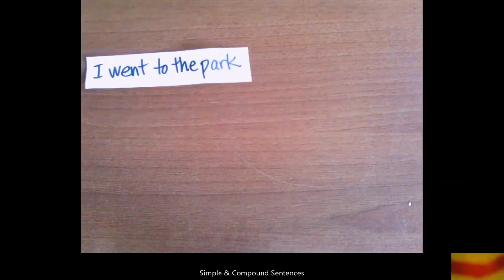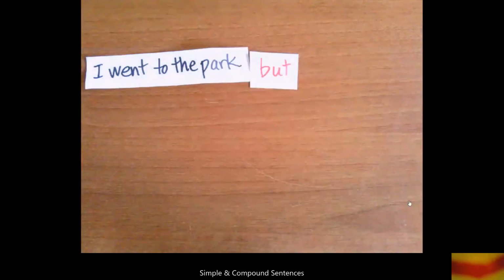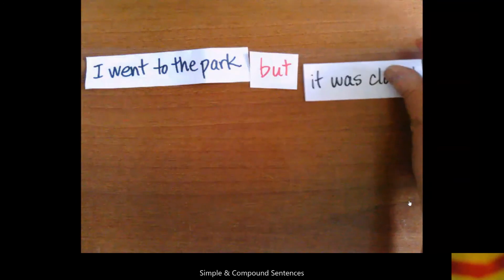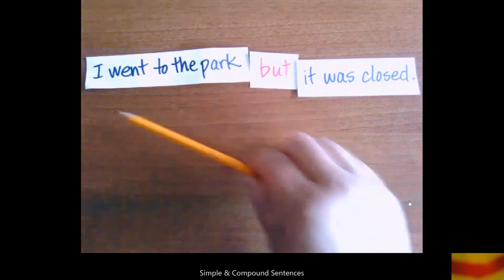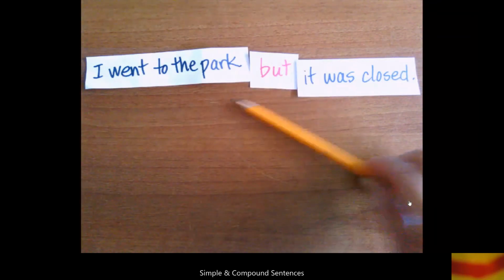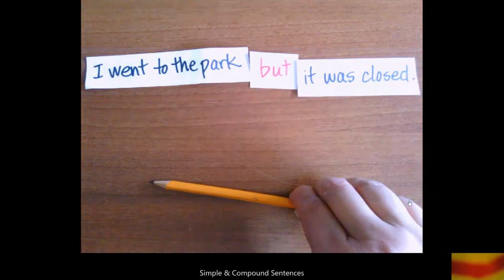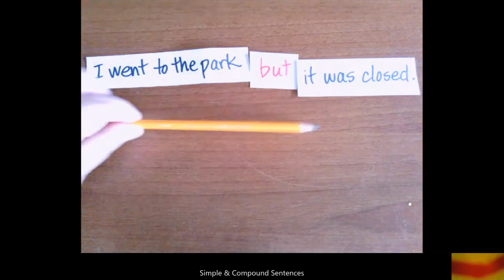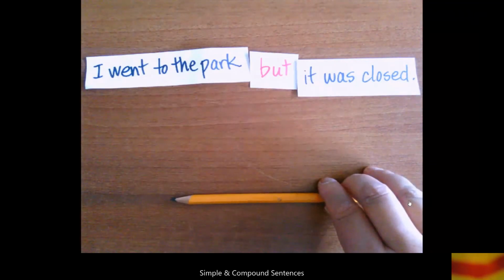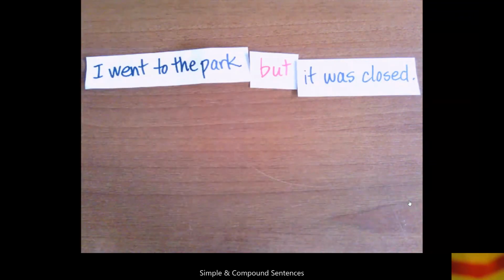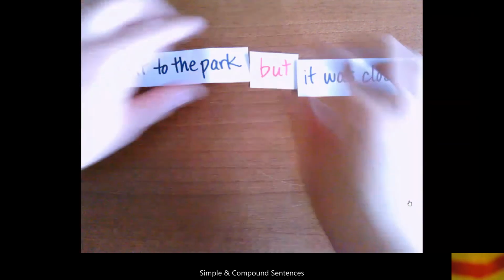I went to the park, but it was closed. Here, but indicates a contrast. I went to the park, but it was closed. So I went to the park is heading in one direction, but it was closed. Too bad, heading in another direction. That's a way to think of it.